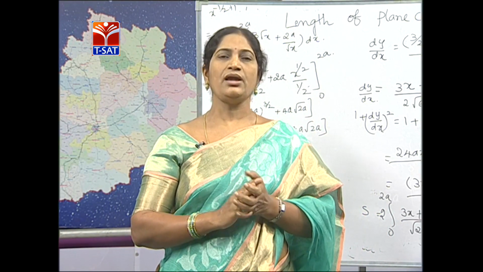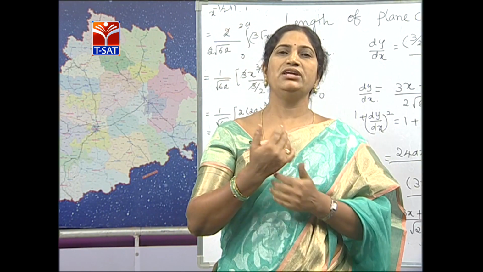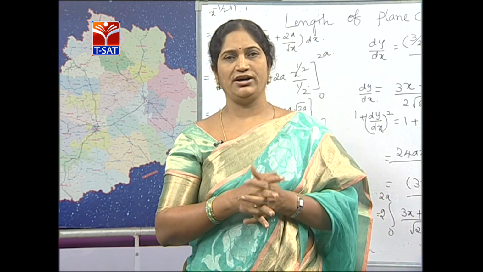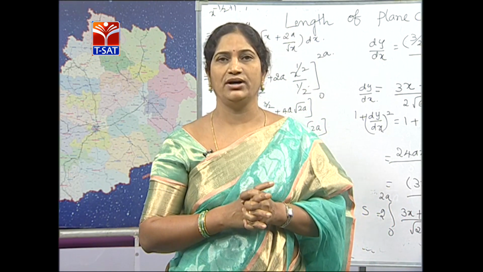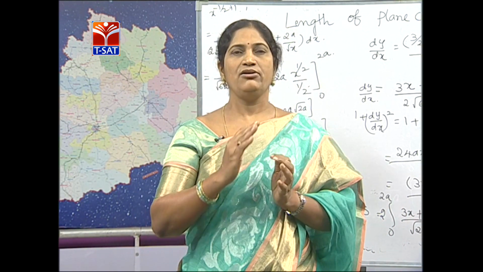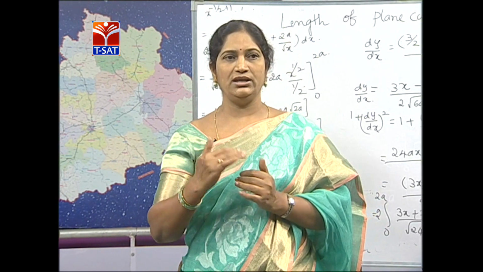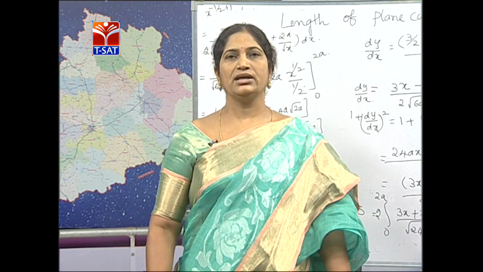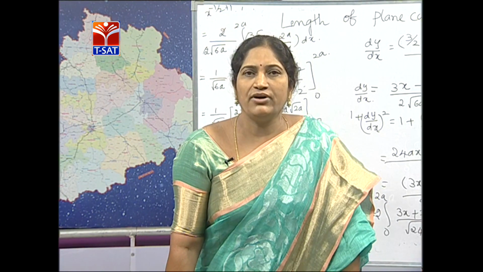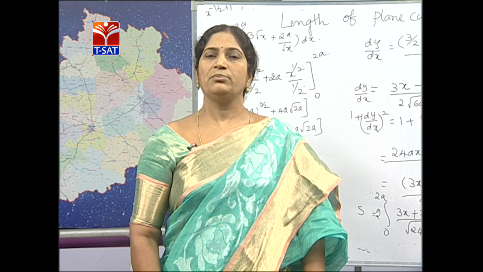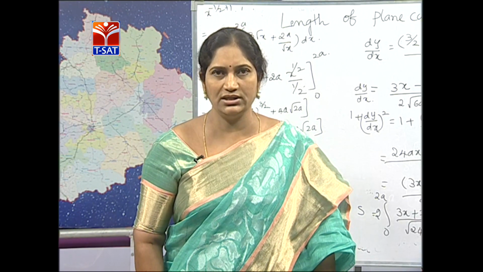Suppose y limits are given and the equation is in the form x is equal to f of y or g of y. How do we find the length of the arc? For that we take the integral from c to d of under root of 1 plus (dx by dy) whole square into dy. Similarly for the parametric form, if the function is given in terms of theta or t, we change the formula to under root of (dx by dt) whole square plus (dy by dt) whole square into dt.